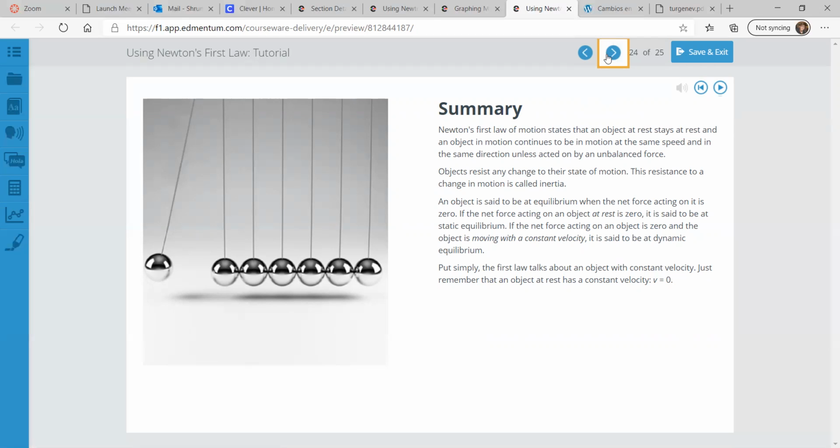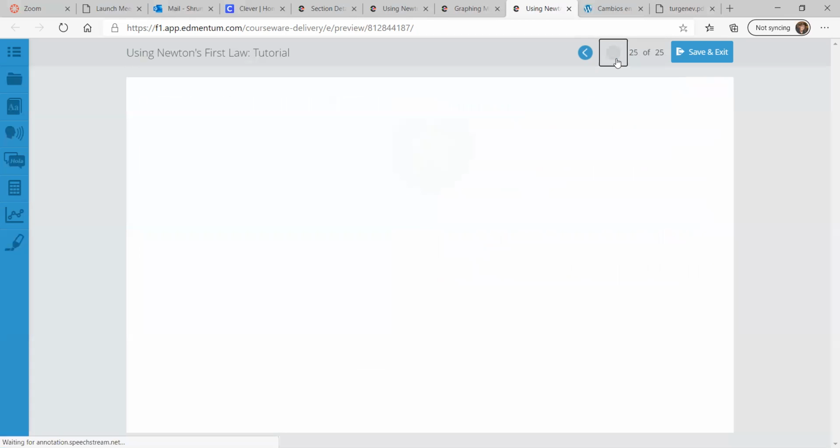An object is said to be at equilibrium when the net force acting on it is 0. If the object is at rest and the net force is 0, it's in static equilibrium. If the net force acting on an object is 0 and the object is moving with a constant velocity, it is said to be at dynamic equilibrium. Put simply, the first law talks about an object with constant velocity. Just remember that an object at rest has a constant velocity, v equals 0.